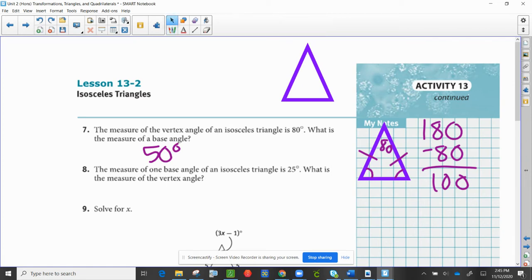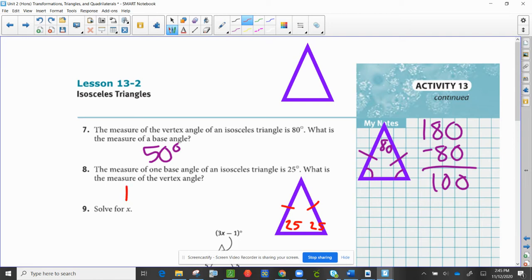Okay, number 8, let's see what they're asking. The measure of one base angle is 25. What is the measure of the vertex angle? So again, if this base angle is 25, and we know this is isosceles, we know that this angle is 25, making up 50 degrees. So what's left over for the vertex angle? Our vertex angle would have to be 130 degrees.